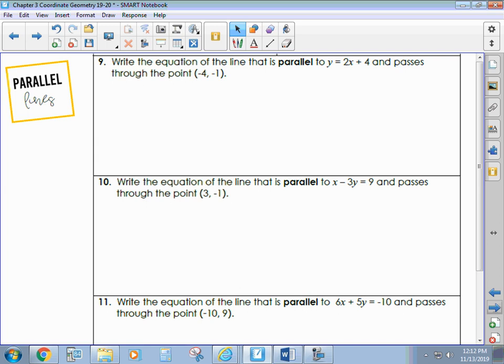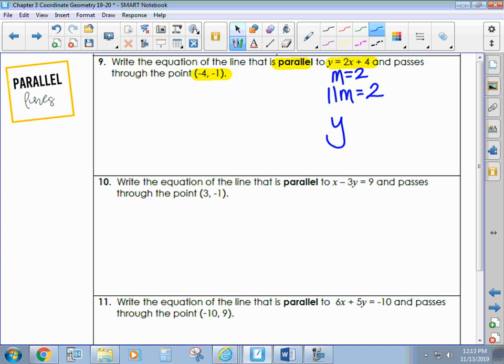Write the equation of the line that's parallel to y equals 2x plus 4 and passes through the point -4, -1. What did we highlight yesterday? Parallel, the equation, and the point. What do you know about parallel lines? Same slope. Then we looked at our equation. Is it in y equals mx plus b form? Can you tell me what the slope is? 2. So what would a line parallel have a slope of? 2.